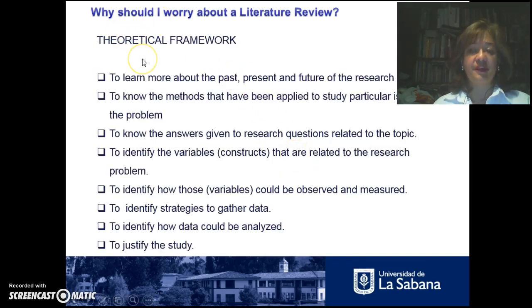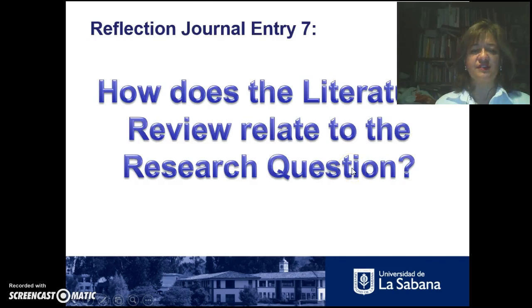So the theoretical framework, this is the first time that you listen to this, will help you to learn more about the past, the present, and the future of research, to know the methods that have been applied so far, to know the answers that have been found so far, to identify the variables or constructs, that in these two cases they mean the same, to identify the strategies to gather data, and to identify how these data could be analyzed and to justify the study. So whenever you read, please pay attention to this.